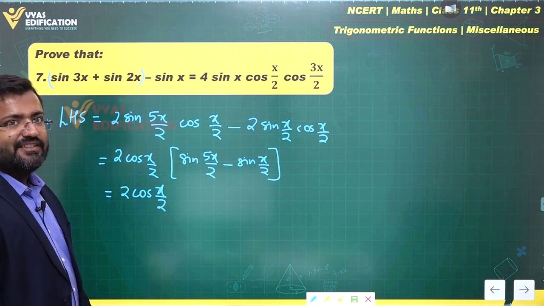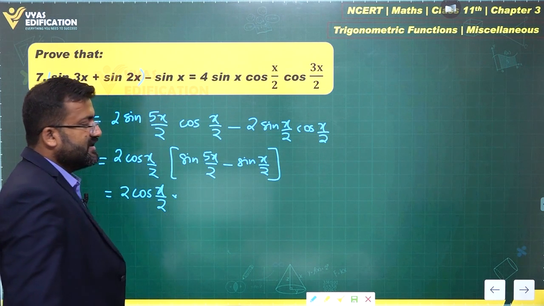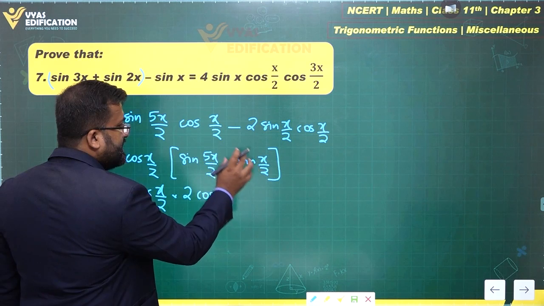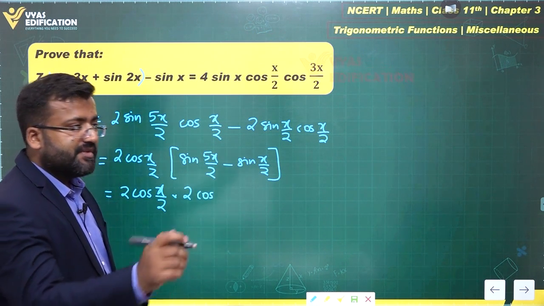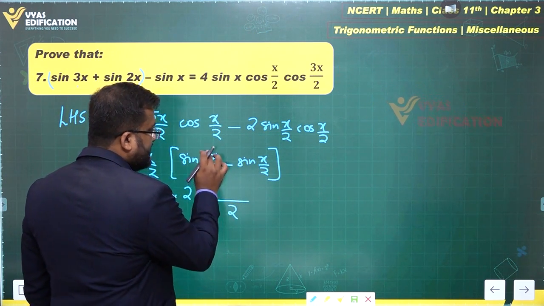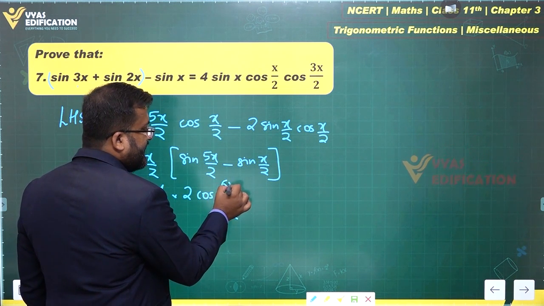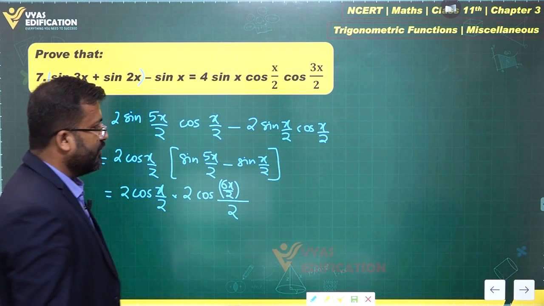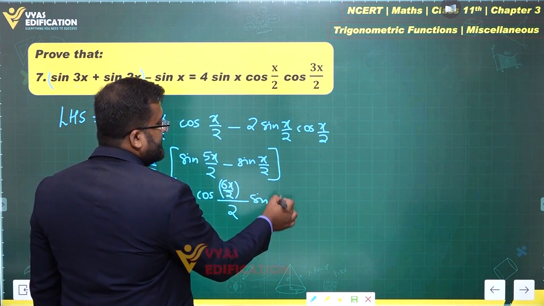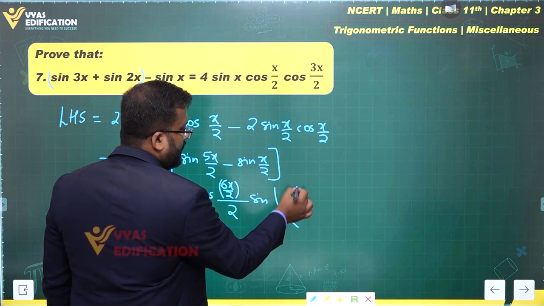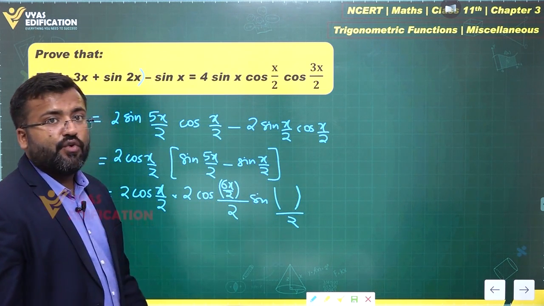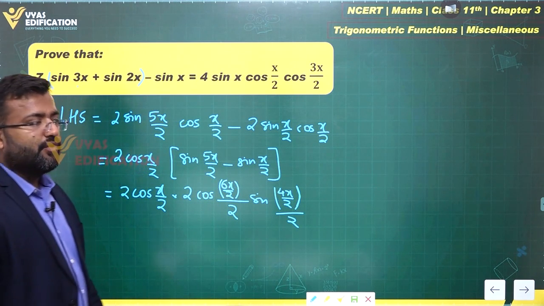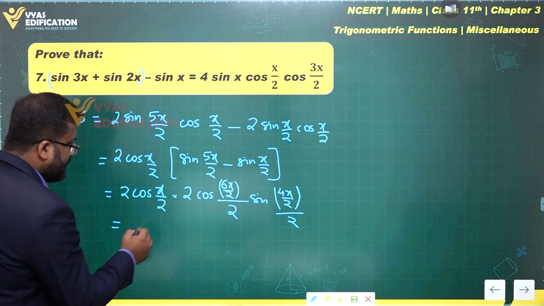This is sin C minus sin D. Sin C minus sin D is 2 cos (C plus D) by 2 sin (C minus D) by 2. Now observe C plus D is 5x by 2 plus x by 2, which is 6x by 2. What is C minus D? 5x by 2 minus x by 2 is 4x by 2. This is what you have. Is that okay? Yes. This is 2 times 2 is 4.